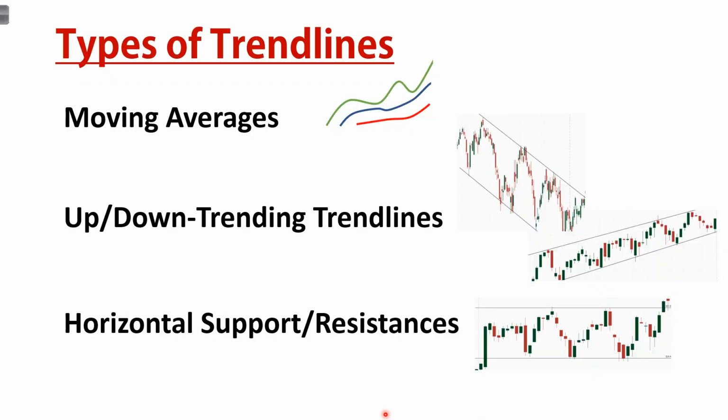But before we touch on that, you need to know that there are three main types of trend lines that we'll be covering today. The first one are moving averages, and do not be surprised about this. And then we also have the up or down trending trend lines. And lastly, the horizontal support or resistances, which are trend lines as well. All trend lines act as support or resistances. Therefore, it is important for you to master this technique so that you can better time your entries, be it for investing purposes or to spot trade setups for trading.